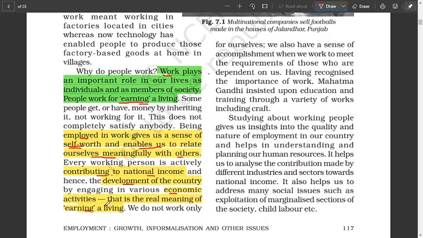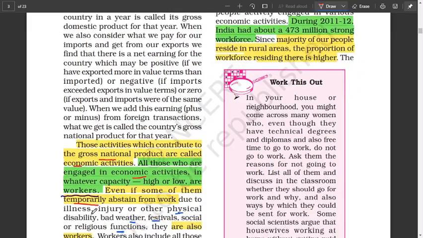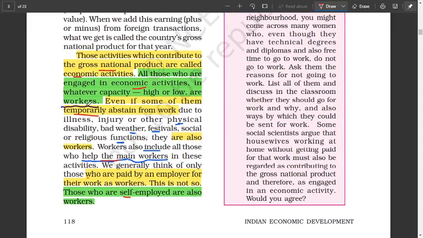That's the real meaning of earning a living. We all strive toward some employment. It's the ultimate aim, like I've said, because when we earn, we can get access and improve our living condition. If we talk about employment, there are those activities which contribute to the GNP, the gross national product, or in rough terms, we can call it national income. All these are called economic activities.